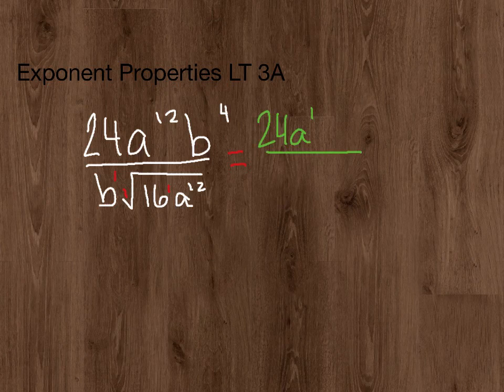a12, b4. And now it becomes rewriting. So I'm going to start with my whole number of 16, and I have that as 1 over 2. Now I have a, and that's 12 over 2. And my b is not under my radical, so that stays as b to the 1. Now my top still stays the same.